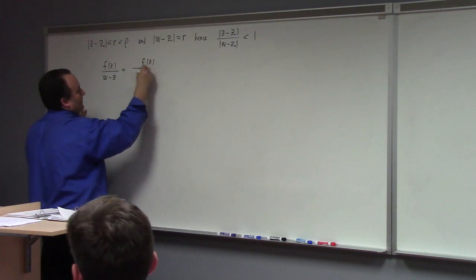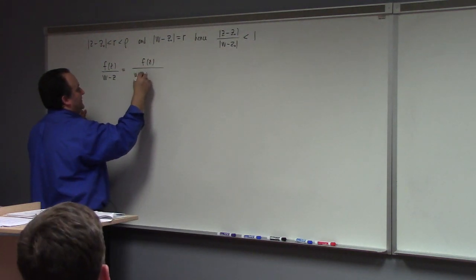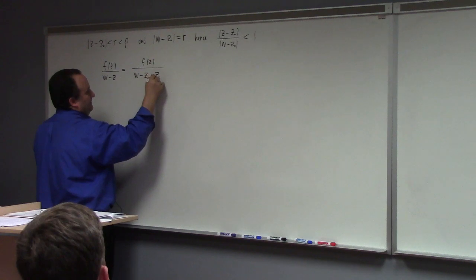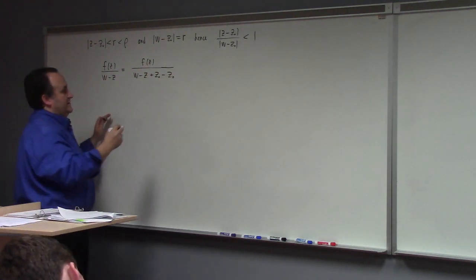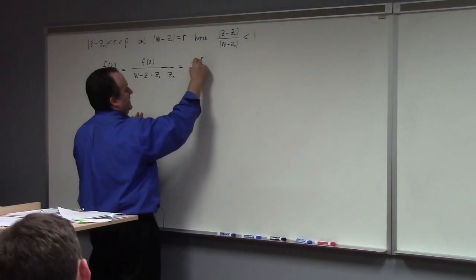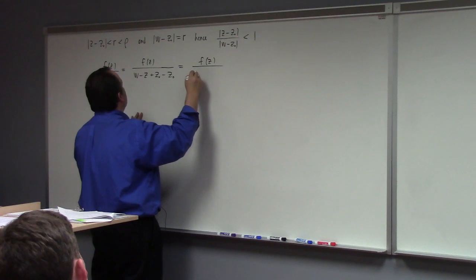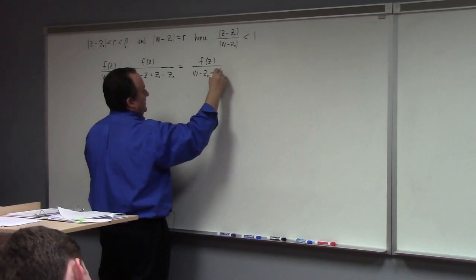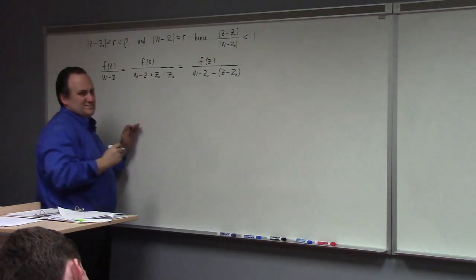Well, we do w minus, let's see here, minus z, and then we just add z naught and then subtract z naught, all right? That's just adding 0. And let's see, if you tilt your head and squint, you can see that that's nothing more than f of z over w minus z naught, minus parentheses z minus z naught. Notice minus minus is a plus there.